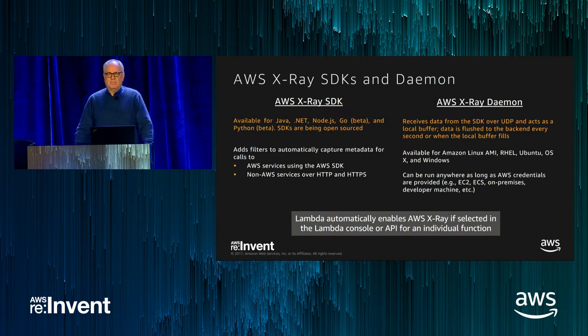So how do you get your traces flowing out of your system, your microservices? There's really two components to this. There is the X-Ray SDK that we have been, over the last 12 months since we launched the service, busily adding more and more languages. Currently it's available for Java, .NET, Node.js, Go, which is in beta but will be final fairly soon, Python, and other ones that are in the wings.